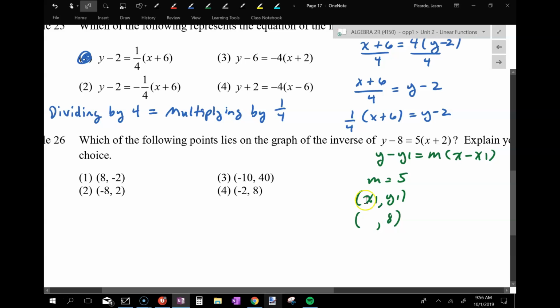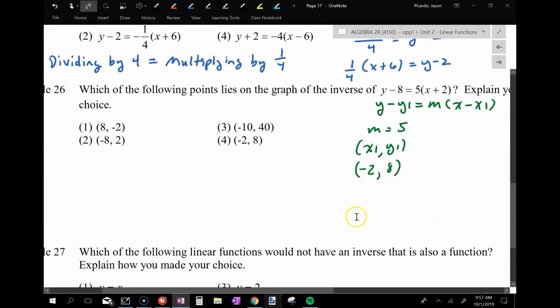Okay, now look over here, I'm supposed to do x minus x1. Well, the only way for this to have been positive is if I did x minus a negative number. So what was x1? -2. So a good way to think about it, guys, is I just took the opposite signs of what was already here. Okay, so what does that tell me? It tells me that this was a point on my original graph.